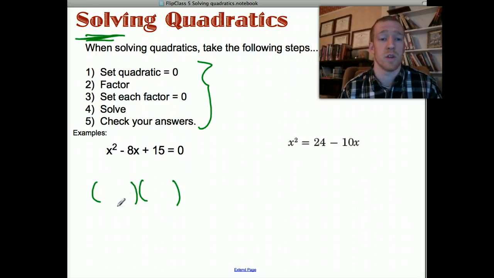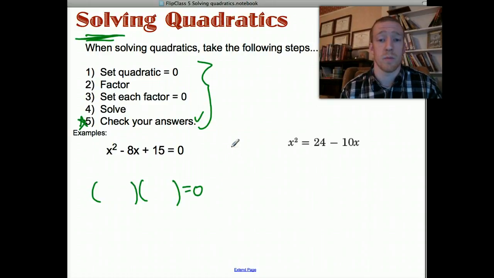Then we set each factor equal to 0. So I set this thing equal to 0 and solved. Set this part equal to 0 and solved. And then check our answer. This is often overlooked, so you got to make sure you check your answers. All right, we can know whether we get right answers every single time we do one of these problems.